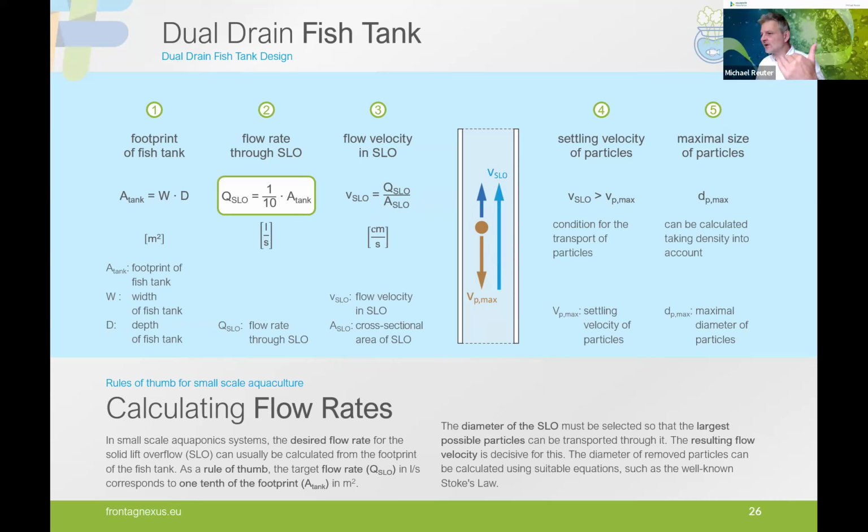And if we calculate the settling velocity of particles, for example, with Stokes' law, that is quite well known and oftentimes used, we can compare these two velocities, and then we will know if the velocity in our solid lift overflow is high enough to transport out, for example, particles up to a diameter of 10 millimeters of our fish tank.